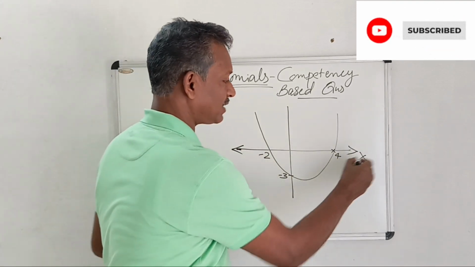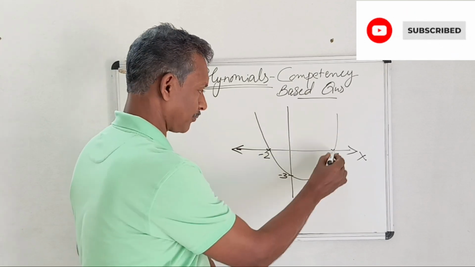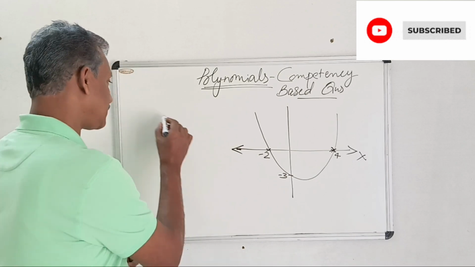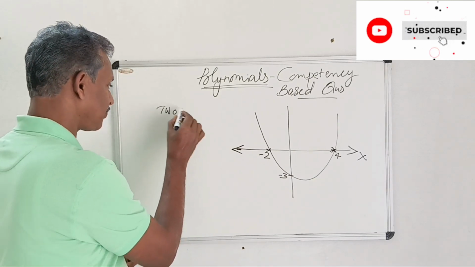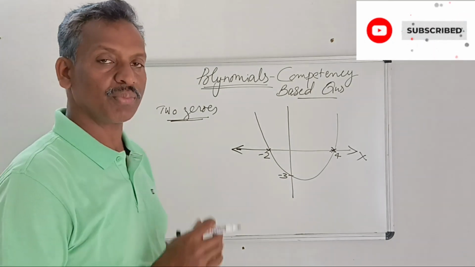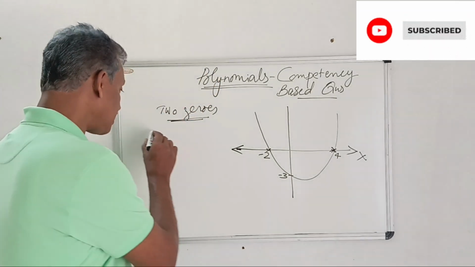This axis is the x-axis. In the x-axis, in how many places is it cutting? 2 places. So this will have 2 zeros. If the question is how many zeros it is having, the answer is 2 zeros. And what are the zeros?